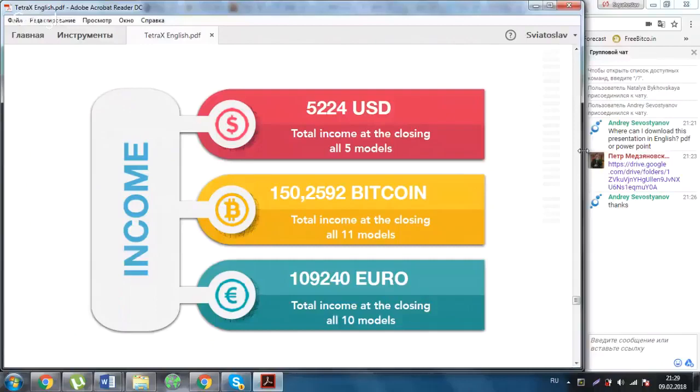Working with the Euro model, we have the overall income for one circle, which includes 10 platforms, as you remember, 109,240 euro, and this income is repeated with every new reinvest as well.